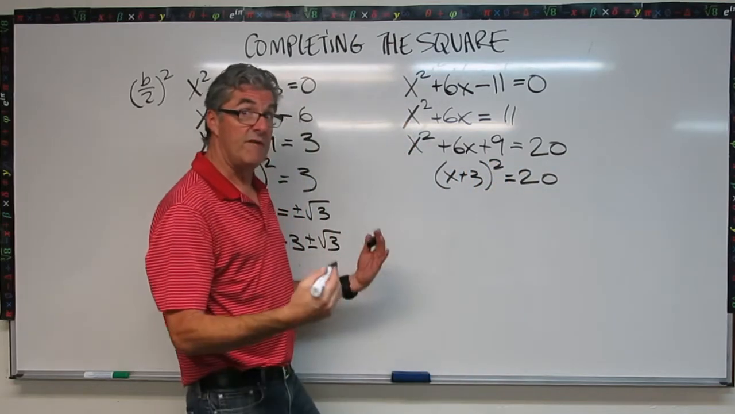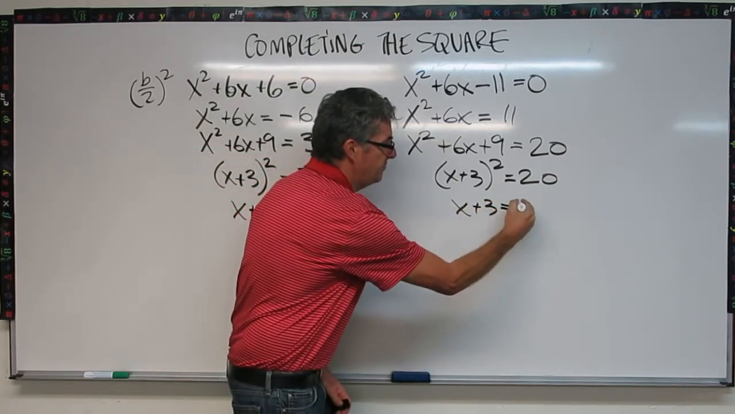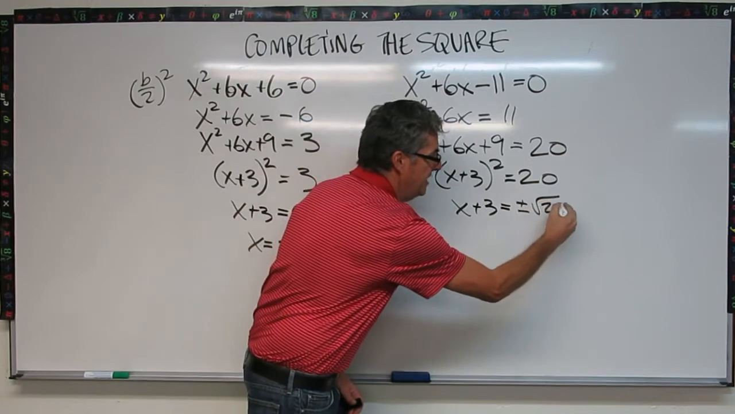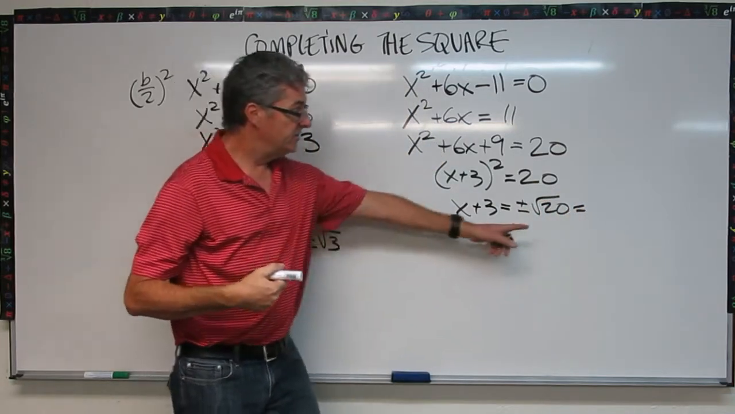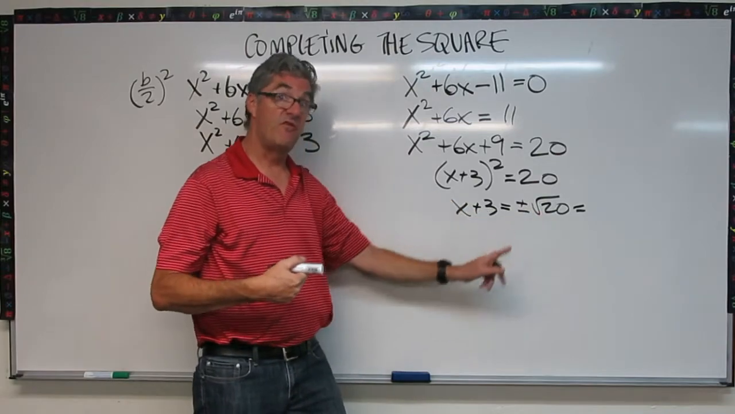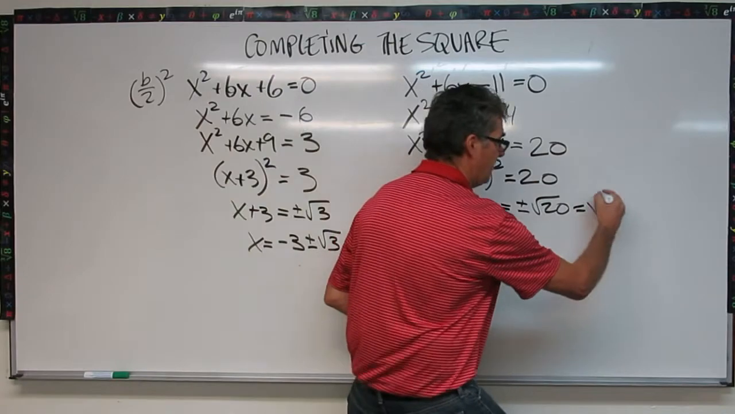Take the square root of both sides. X plus 3 equals plus minus root 20. Now I'm going to simplify root 20 right here. 20 can be factored as 4 times 5. Okay, so let me write that out.